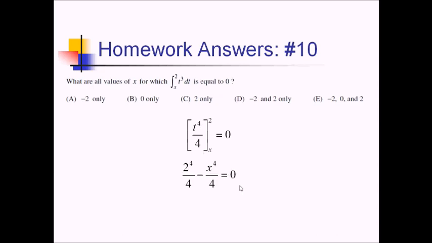And now doing a little solving, I can multiply everything by 4, and then 2 to the 4th is 16. I'm going to add x to the 4th over to the other side. Just a whole bunch of algebraic steps at once there. Now I have to take the 4th root of both sides of the equation. So that's going to come out to, don't forget the plus or minus here, plus or minus 2 when the dust settles. So that's going to be answer choice D.